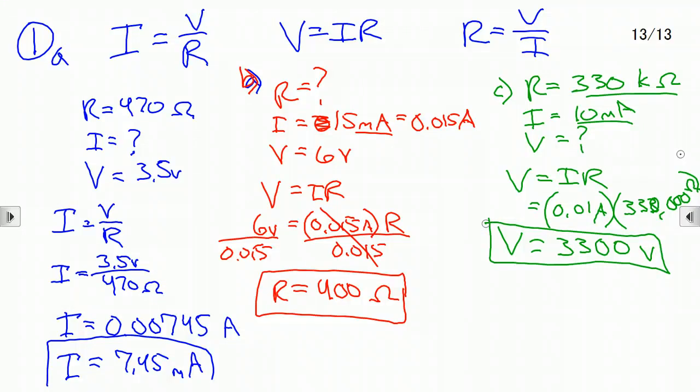If you read this as ohms instead of kilo ohms and thought that K was a typo, then you basically divide this by 1,000, you would have gotten 3.3 volts, and that seems more reasonable. Maybe it was just a typo on the worksheet we had. But either way you thought about it, that would be the two things you would get.